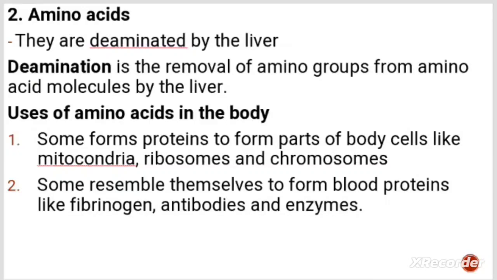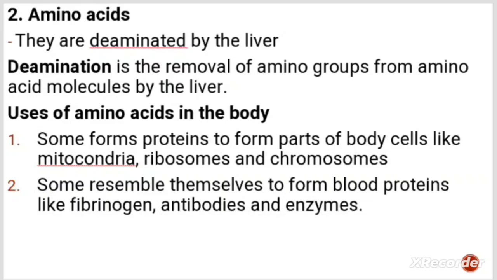Amino acids. So amino acids are deaminated by the liver. So we have to understand what deamination is. Deamination is the removal of amino groups from amino acid molecules by the liver. It means that the amino groups are being changed or removed completely from the amino acid. So the process by which the amino group leaves the amino acid molecules is what we call deamination.